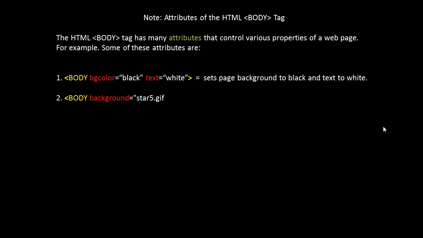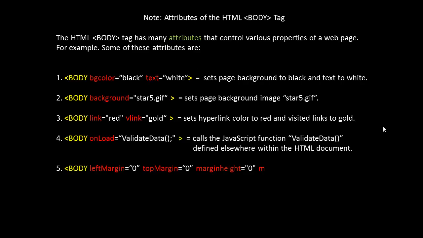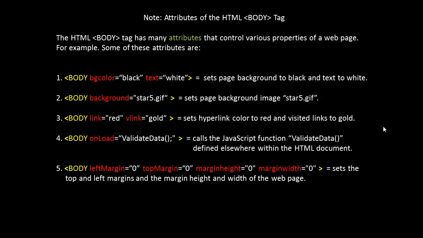HTML tags often have attributes or properties that are displayed within the tag, and these set different properties and values for the HTML document. For example, in the body tag you have bgcolor and text. Bgcolor sets the background color and text sets the text color. You can also specify a background with the attribute key name background, and then a GIF or JPEG file. You can specify the link and the visited link colors with link and vlink, and you can load JavaScript functions and applications with the onload method placed inside the body tag. In addition, there's leftmargin, topmargin, marginheight, marginwidth, all of these to set the margin properties on a web page.